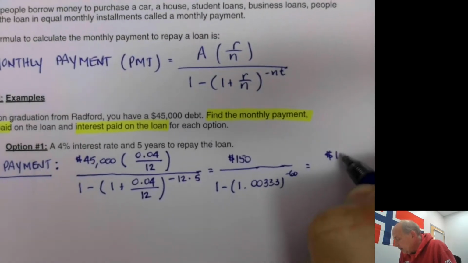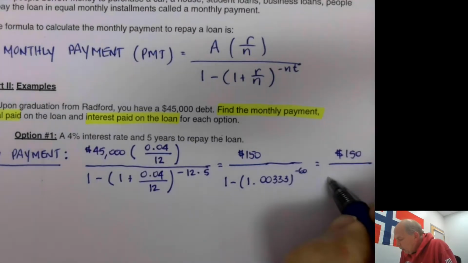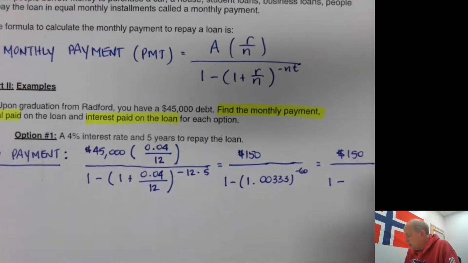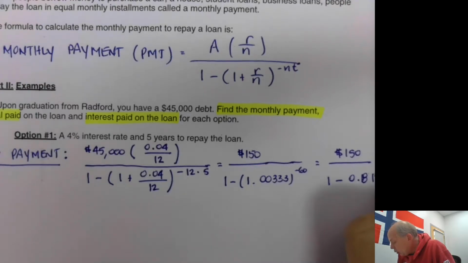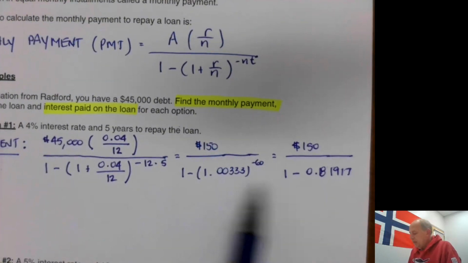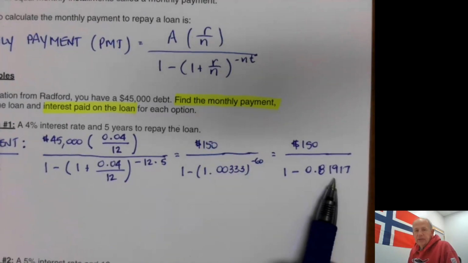Now, from here, $150 stays. I have 1 minus 1.00333 raised to the negative 60 power. In my calculator, I come up with 0.81917. So there's my value for 1.00333 raised to the negative 60.